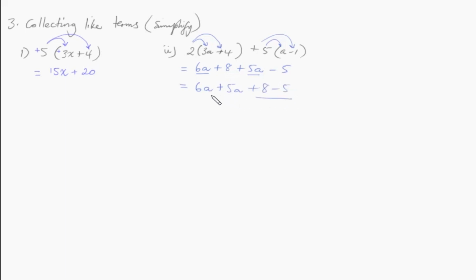So these are like terms. These are also like terms. So let's simplify this. 6a plus 5a is 11a. 8 minus 5 is positive 3. So this is the answer, simplified. That's the answer, simplified. All right. Let's look at this one.